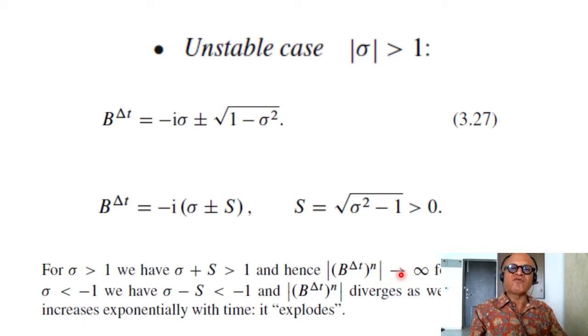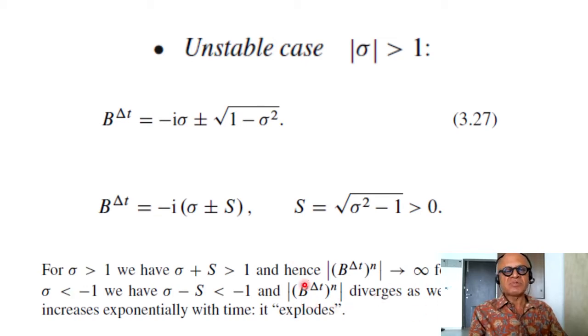As I said, going from 19 degrees centigrade today to 100 degrees centigrade tomorrow, and maybe an unrealistic 200 degrees centigrade on the third day, and so on, can result from unstable numerical methods. For sigma less than minus 1, we have sigma minus s less than minus 1. So we have, with s still this expression here, b delta t to the n diverges as well.